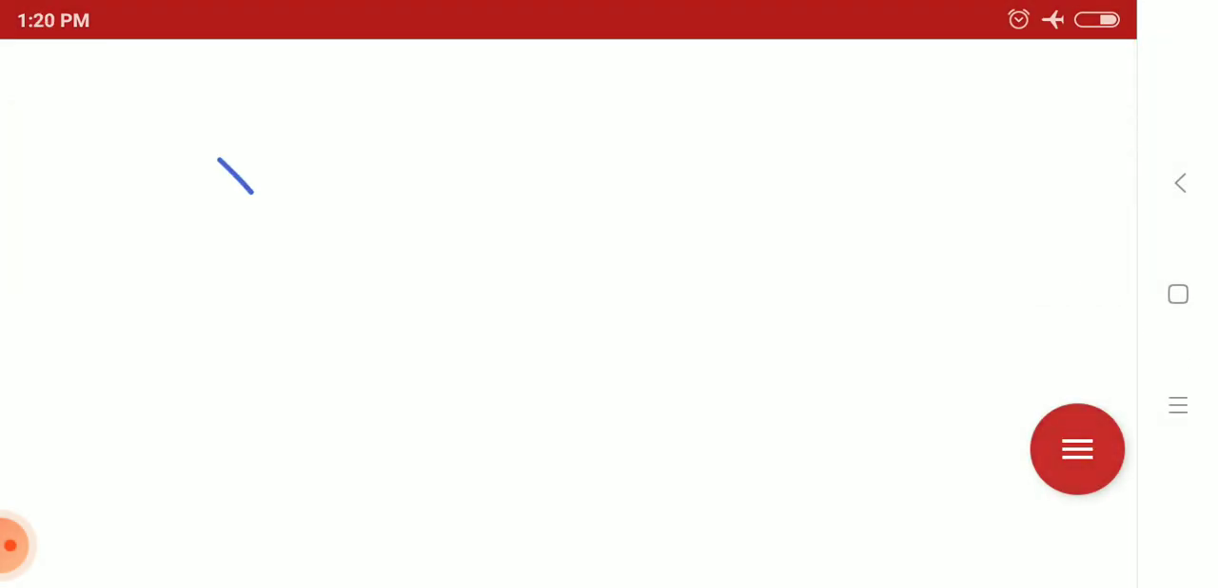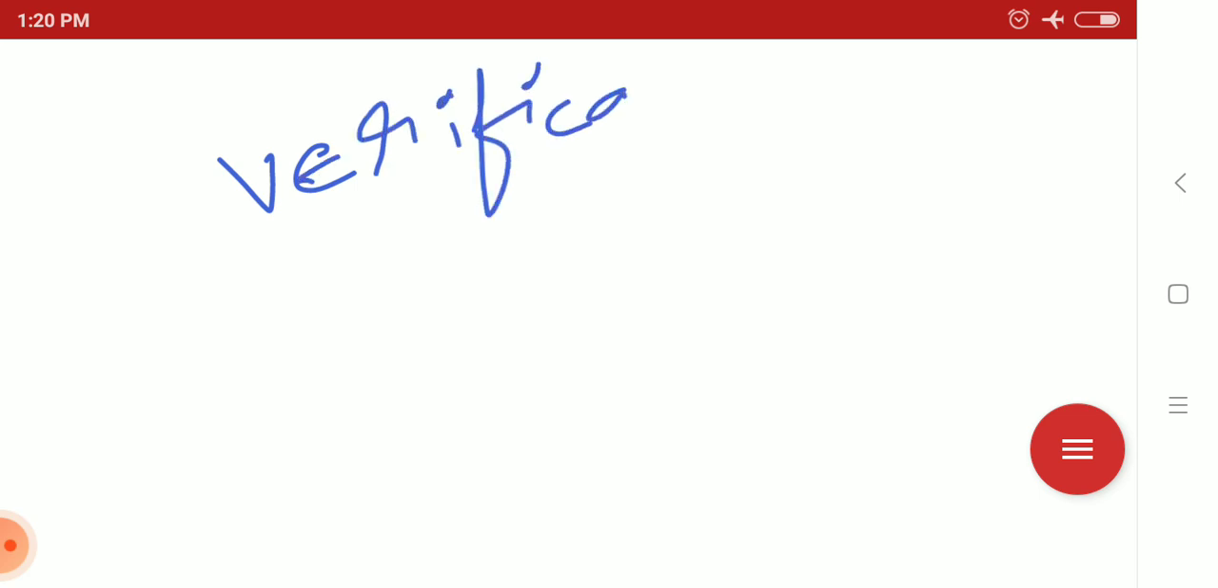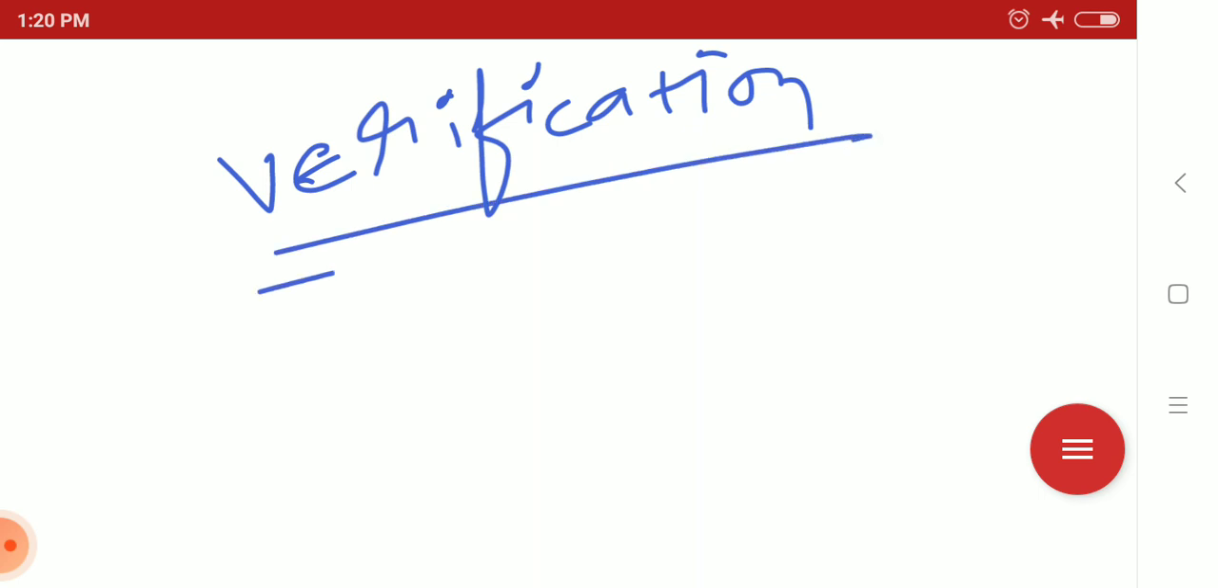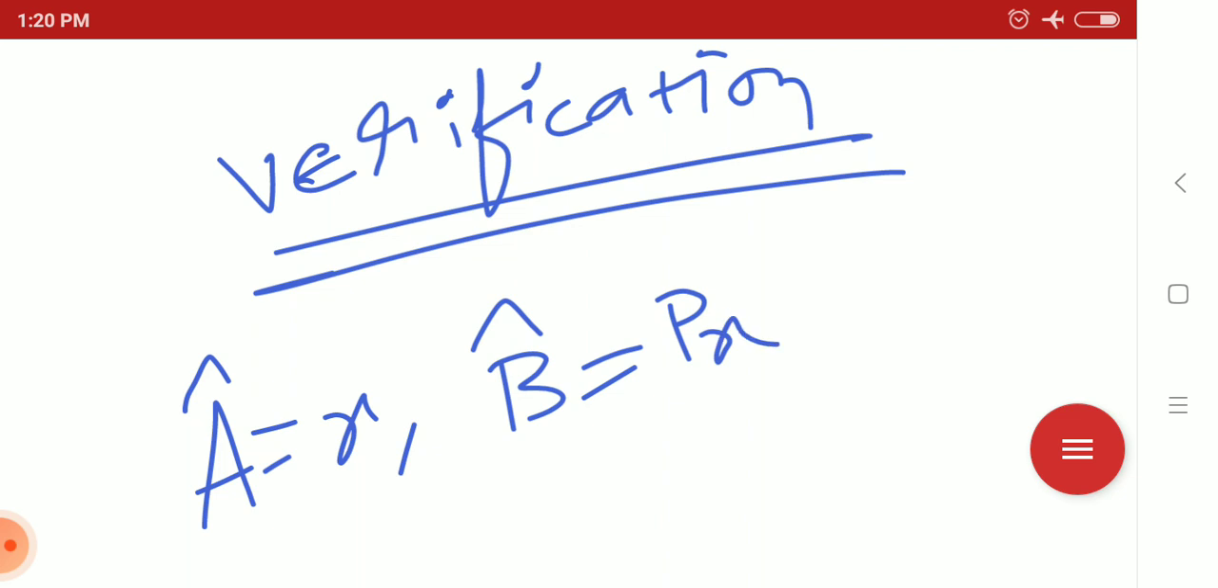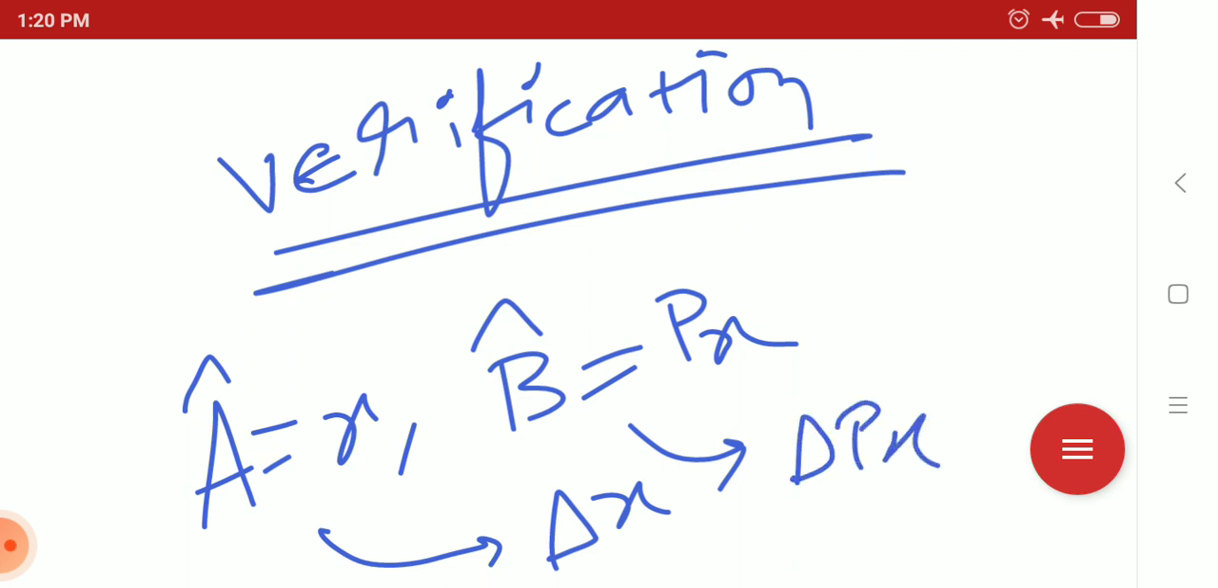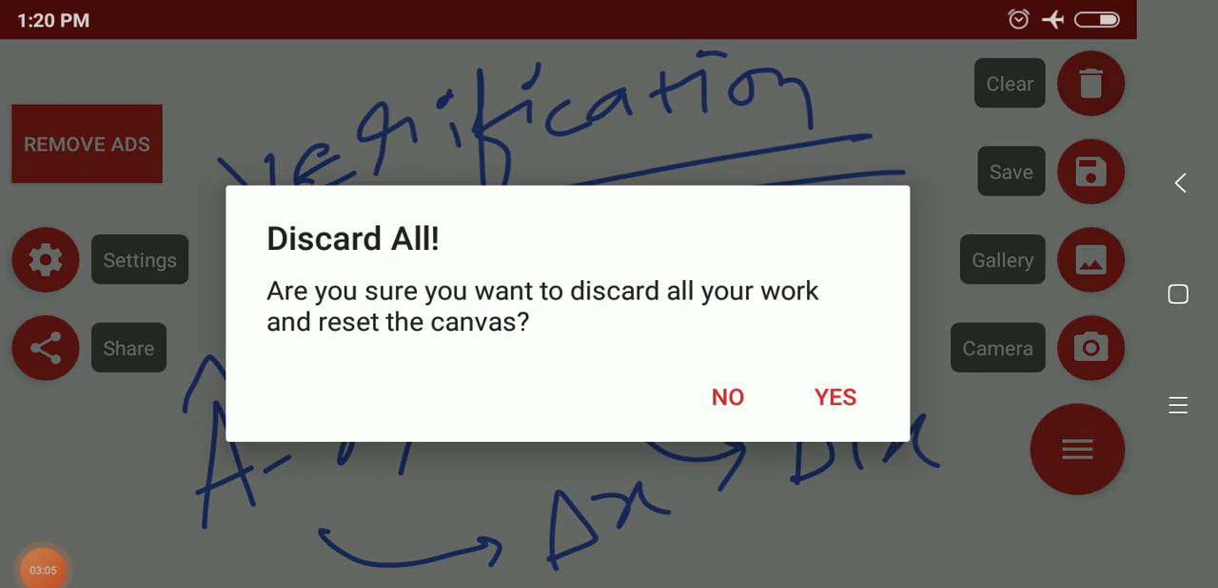Let's verify. Verification. Let us take A hat operator equals X, B hat operator equals Px. So A hat operator has an uncertainty delta X, B hat operator has an uncertainty delta Px. What will be the relation between delta X and delta Px? How can we write that?